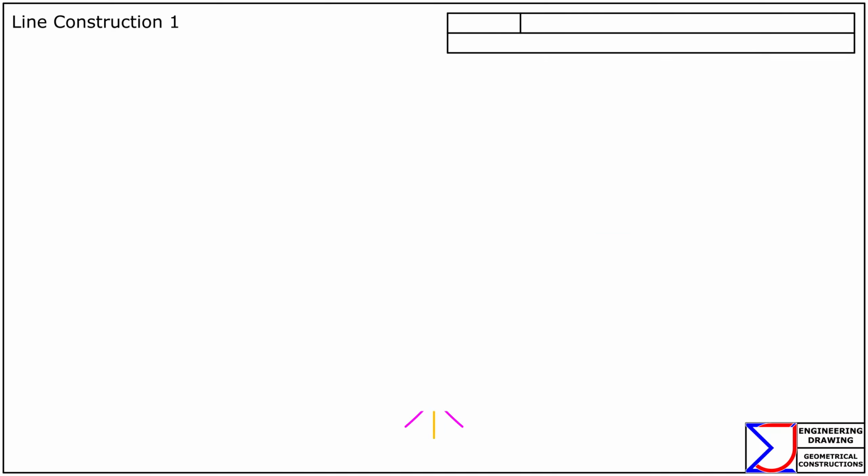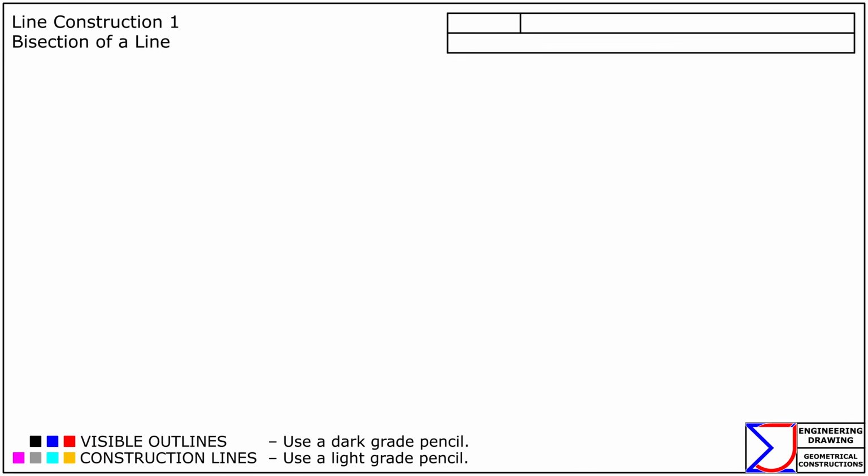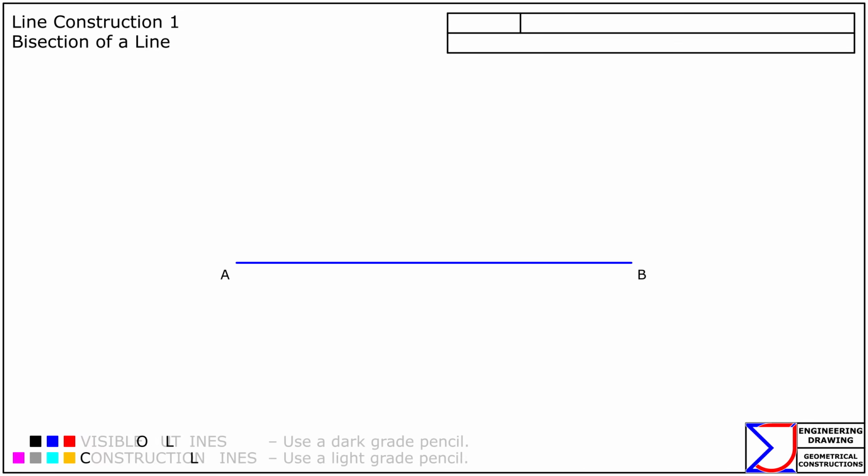Line construction 1. Let's start with bisecting a line. Suppose AB is the given line.